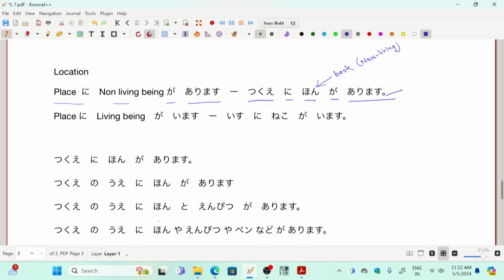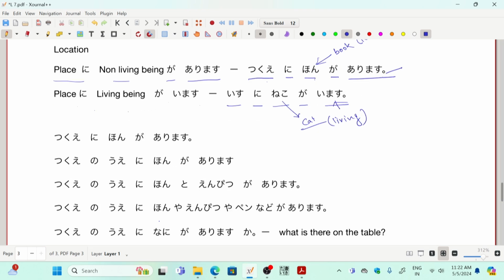Next, place ni living being ga imasu. So isu ni neko ga imasu. Now neko is cat, which is a living being, and that is why we are using imasu.